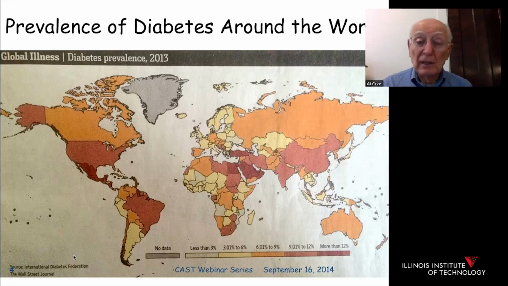So this is a picture that was recently displayed in the Wall Street Journal about 6 months ago. And you could see the countries where there is a large prevalence of diabetes. More than 12% would be Mexico and the Caribbean islands. The Middle East, Egypt, and Saudi Arabia are leading the pack, and Turkey is included in there, as well as Chile and parts of Canada.